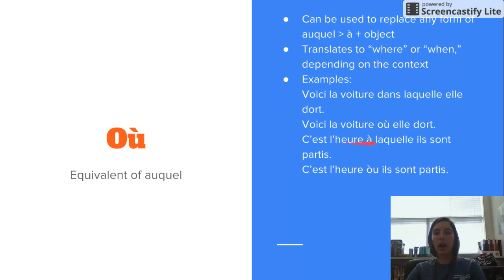C'est l'heure à laquelle ils sont partis. It's the hour that they left. C'est l'heure où ils sont partis. It's the hour where, when, that they left. So où is very easy because it means what it means. It means where or when.